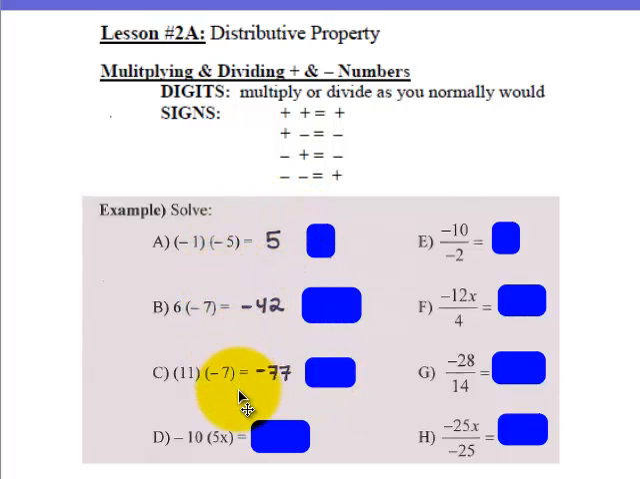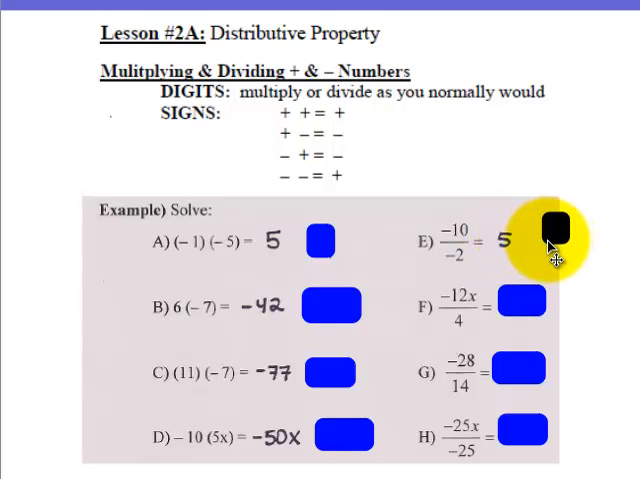Please notice that we're not using the sign of the biggest because this is multiply and divide. Okay, and negative 10 times 5x is negative 50x. On this side here, we're going to do division. So 10 divided by negative 2 is negative 5, and negative divided by negative is positive 5.